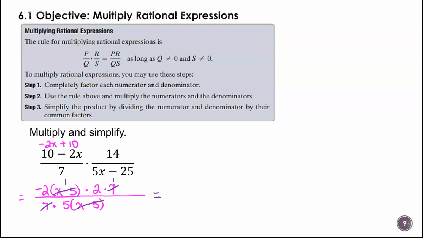I'm going to go over here to the side. I just multiply what's left, which is negative 2 times 2. And then in the denominator, I only have a 5. So it's simplified all the way to negative 4/5.